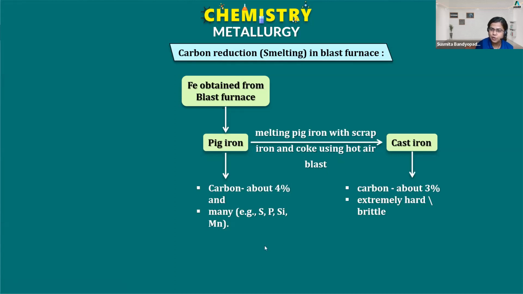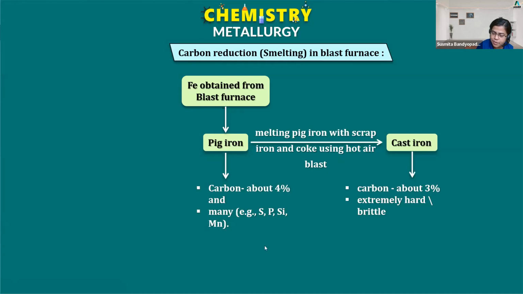What is scrap iron? Do you know? Some iron objects which sometimes you don't need. Some old iron chair which has gone rusted and you just sell it to the kabadi wala. So those scrap pieces, waste pieces of iron. So pig iron plus that scrap iron, all melted together, coke is added, and a hot blast of air is passed. And what we get out of it is known as cast iron.